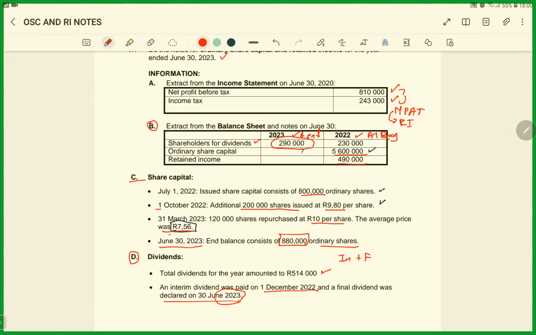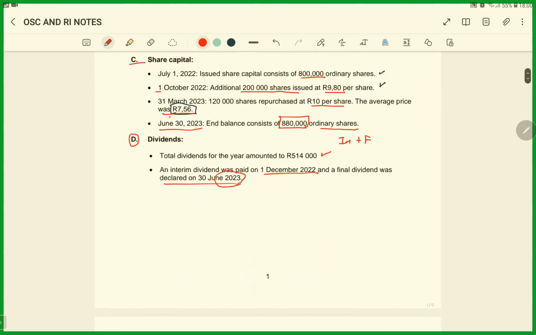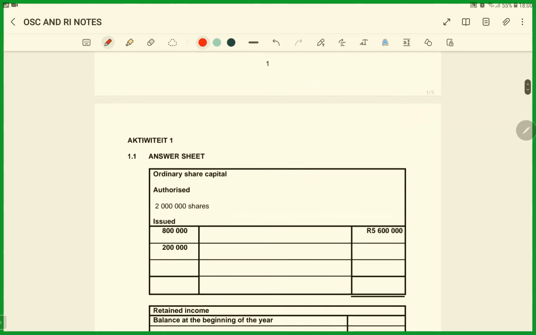So we will start with the ordinary share capital note. We have authorized shares, which is 2 million shares. Now remember, authorized shares represent the maximum number of shares a company is registered to issue. We must never issue shares that are more than our authorized shares.